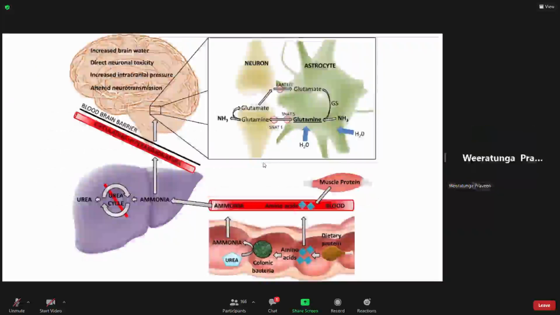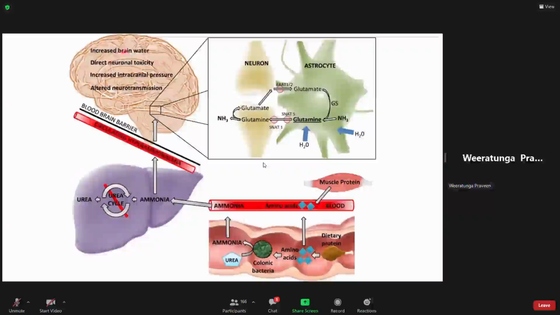You know the mechanism here, simply. Ammonia is produced by gut bacteria and enters the circulation. Usually this ammonia is detoxified in the urea cycle in the liver, but in cirrhosis the urea cycle is packed up, it's not working because of the liver dysfunction. Also, there is a portosystemic anastomosis because of portal hypertension, and so this ammonia is diverted into the brain through the blood-brain barrier.